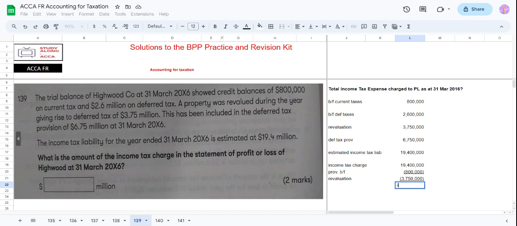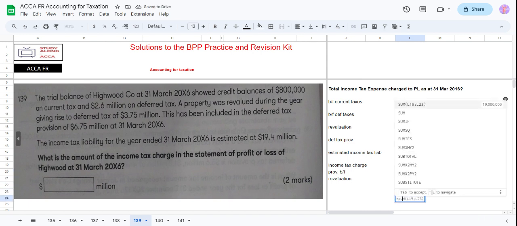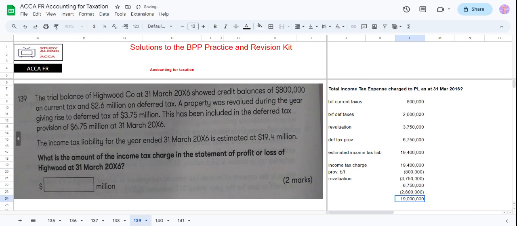So we will take this deferred tax provision, but then there was already something coming from the prior year, so this will go as negative. All right. So we will do a sum, which is 19 million, all of this income tax charge. It's maths. If you learn it, the maths should work.